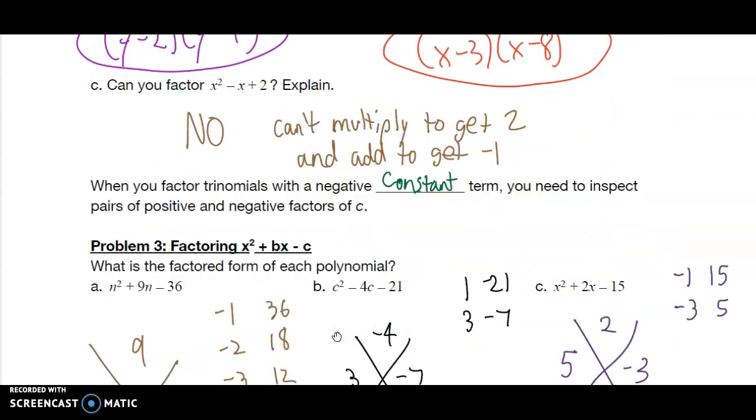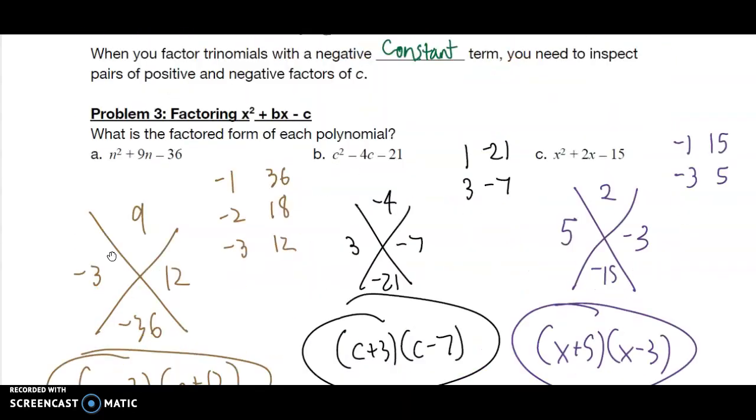So what happens if I get a question like this, and I get n squared plus 9n minus 36? Now that I have a negative constant, the only way I can multiply to get a negative is with one number positive and one number negative. So I still need those two numbers. I need them to add to get the middle term and multiply to get our constant.